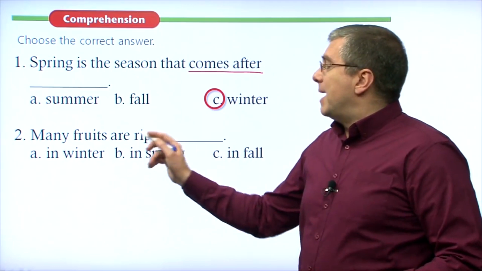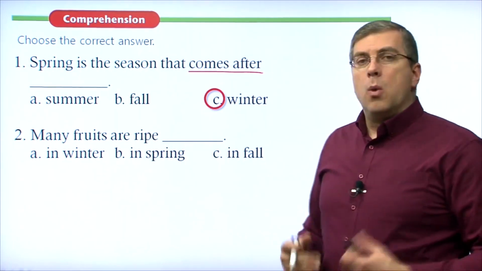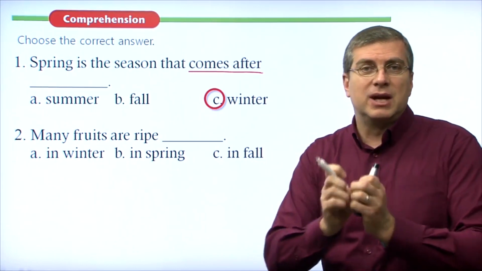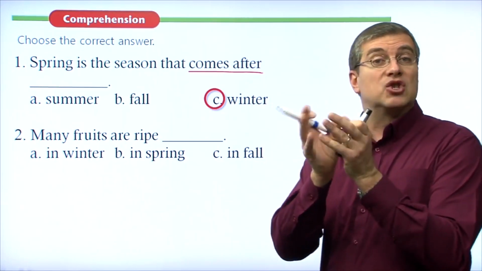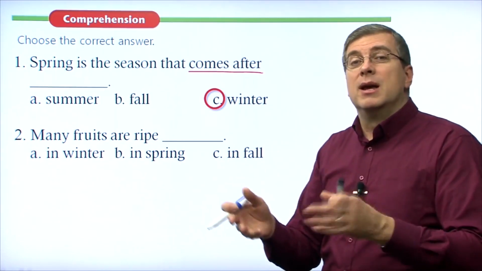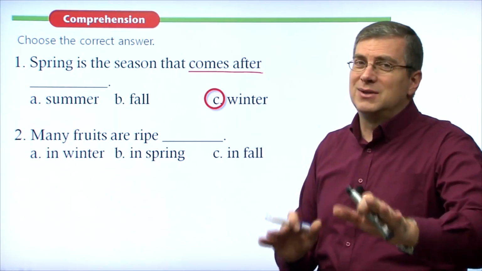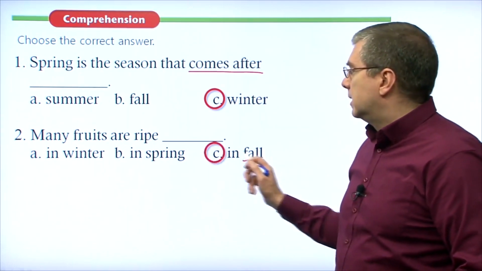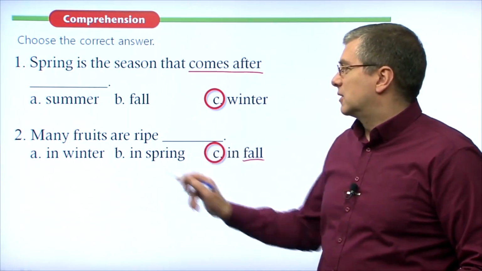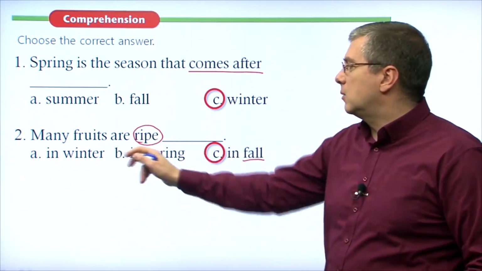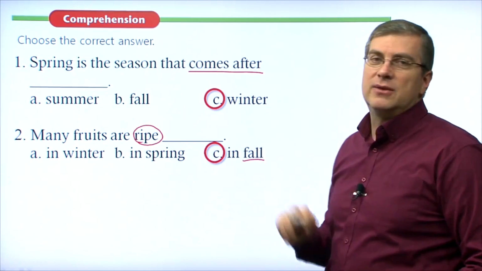Number 2, many fruits are ripe. When can we eat those fruits? Those fruits have been growing. They start growing in the spring. The flowers bloom. The flowers change into fruits during the summer. They're growing, but we can't eat them yet. We have to wait until which season? We have to wait until fall to eat those fruits. Many fruits are ripe, ready to eat in the fall. Not in the winter, not in the spring, but in the fall.